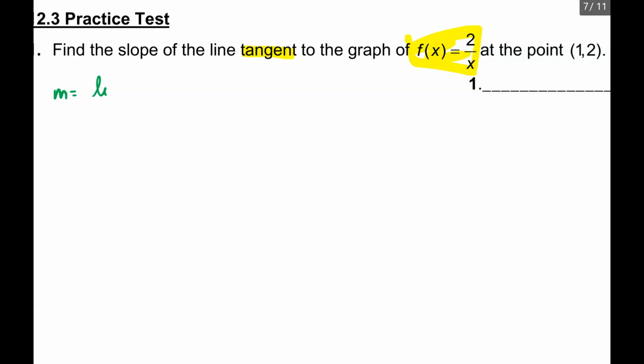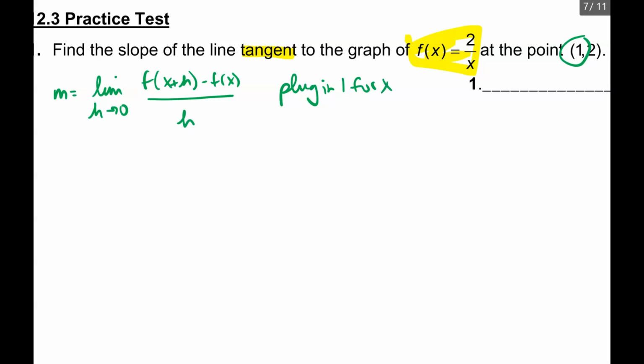The limit as h approaches 0 of f of x plus h minus f of x, all over h. So we want to plug in 1, right? Here's the point, so we're going to plug in 1 for x. So the limit as h approaches 0 of f of 1 plus h minus f of 1, all over h. Okay, so we have to plug this into the function.